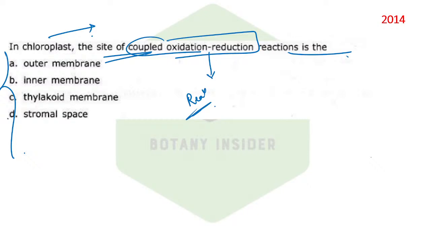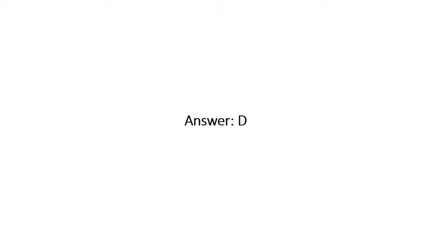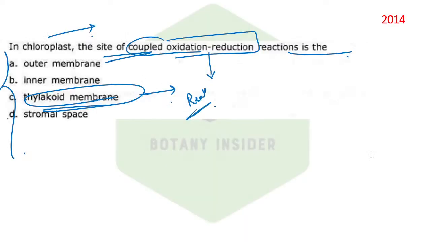In the chloroplast, the site of the coupled oxidation reduction reaction is your thylakoid membrane. Remember, in the thylakoid membrane, the coupled oxidation reduction reaction occurs. Remember, C is the correct answer for this question, right?